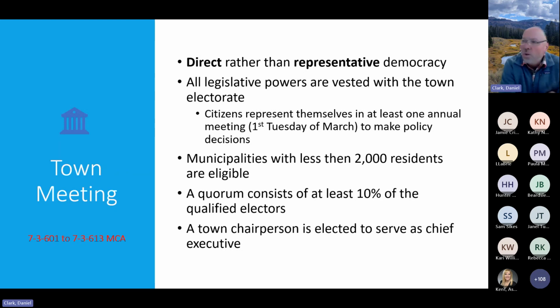So it is only available to communities that have less than 2,000 in population, and a quorum of the legislative body is at least 10% of the qualified electors in that jurisdiction. We have one community in the state that operates with this form of government, and that's Pinesdale. And they also have self-governing powers and a charter. So they've taken this form and they've modified it a bit to meet their needs in their charter. So they're not strictly operating as the statutes define in the MCA, but they've been able to modify it to meet their community's interests and needs.